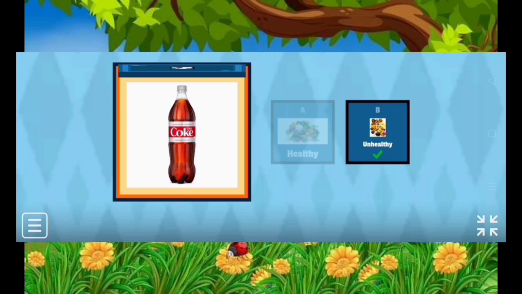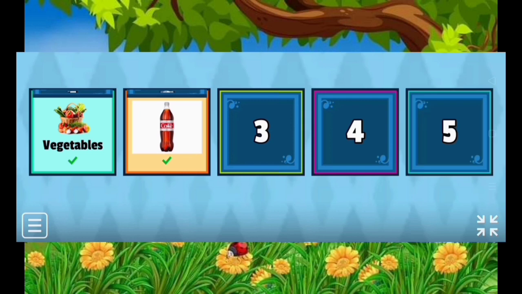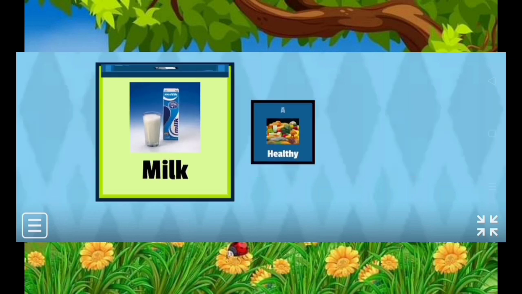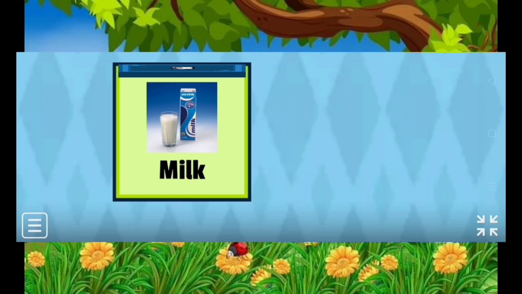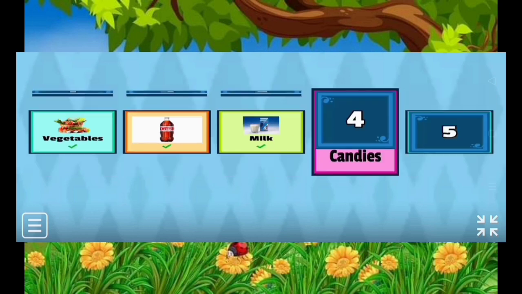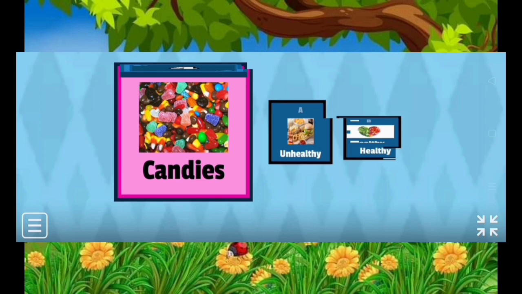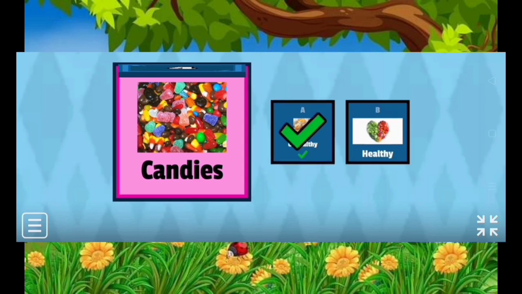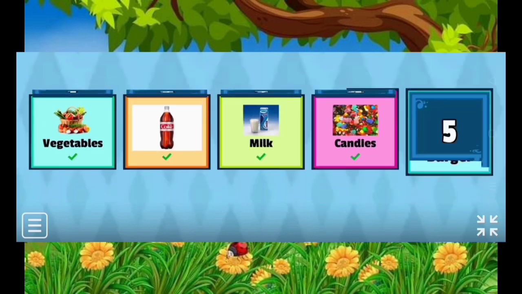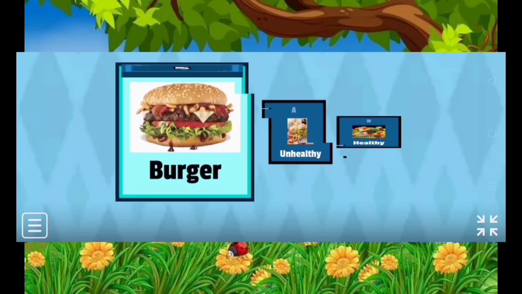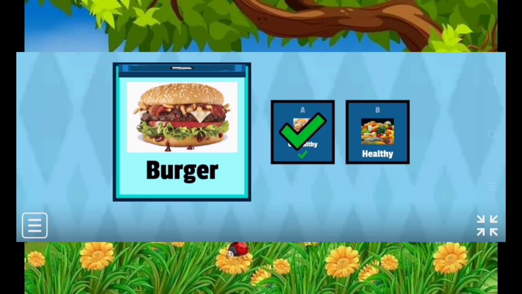Let's have the next one. Number three, milk. Is it healthy or unhealthy? Correct, it's healthy. Very good, kids. Let's have number four. Candies, is it healthy or unhealthy? Unhealthy, you got it right. And let's have the last number. Number five, burger. Unhealthy or healthy? Correct! Unhealthy. You did a good job.